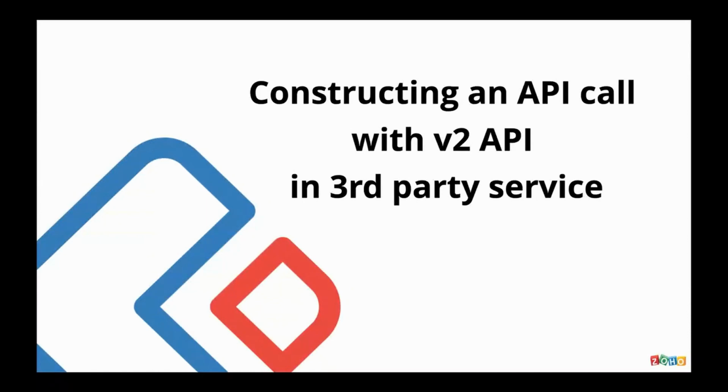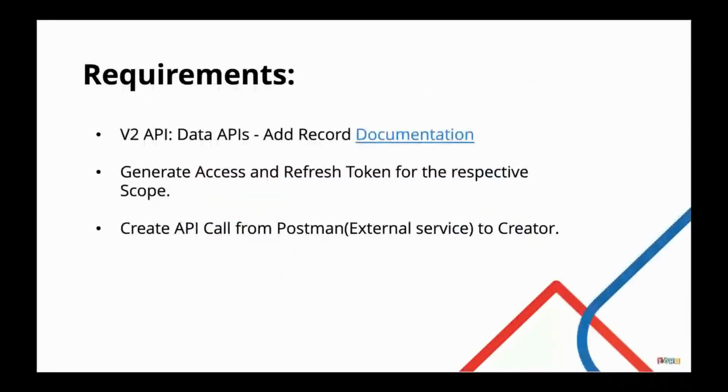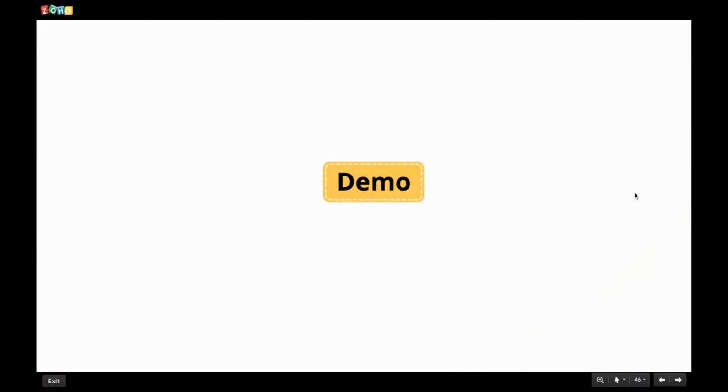Now let's talk about the construction of an API call with the V2 API in a third-party service. To begin with, we're going to push data from Postman into Zoho Creator to test the V2 API. The requirements: you need the add record API task documentation of the V2 API. Next, you need to generate the access and refresh token for the respective scope. Once you get the access token, you can create the API call from Postman, like an external service, into Creator. So let's see a demonstration here.